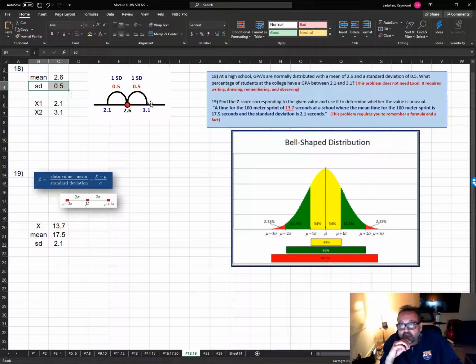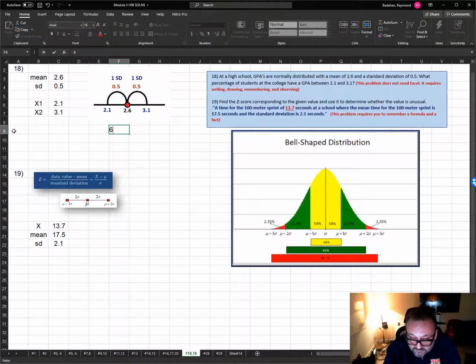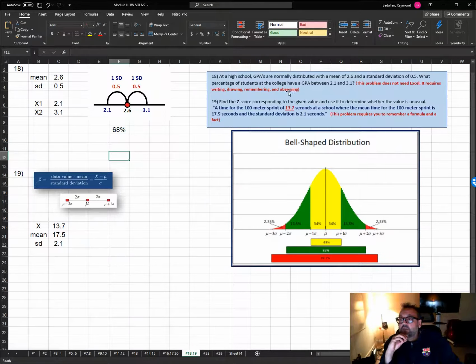If I go 1 standard deviation to the right, half a unit from 2.6, I'll get to 3.1. And if I go half a unit from the average to the left, which is 1 standard deviation to the left, I'll get to 2.1 because 2.6 minus 0.5 is 2.1. So you see, I can get to these two values with only 1 standard deviation move, which means I'm only 1 standard deviation away. So the answer here is 68%, because I am 1 standard deviation away from my average. So 68% of the college students have GPAs between 2.1 and 3.1.